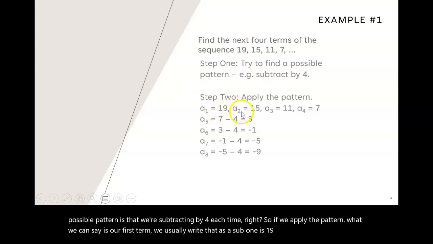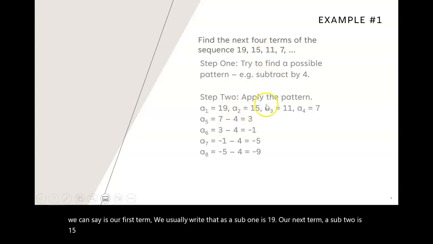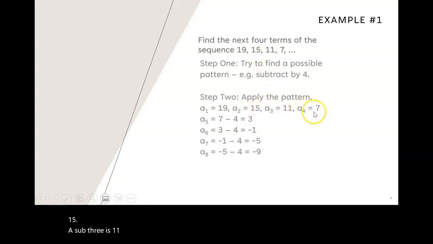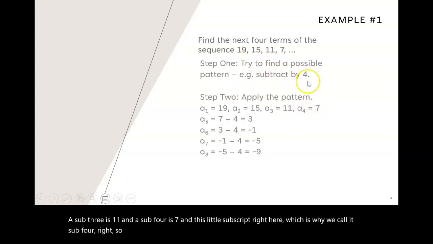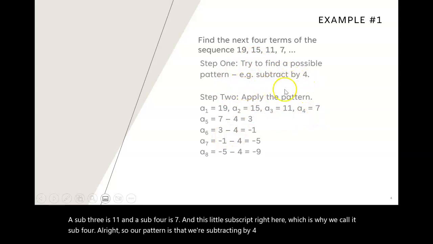Our next term, a sub 2, is 15. A sub 3 is 11, and a sub 4 is 7. And this is a little subscript right here, which is why we call it sub 4. Right? So our pattern is that we're subtracting 4 each time to get the next term.